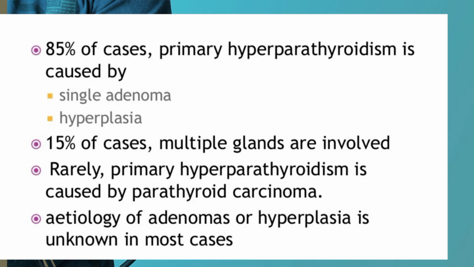The main cause of primary hyperparathyroidism is mainly a single adenoma. Ideally, these are benign tumors, and it can also be caused by hyperplasia of the gland. This causes overproduction of parathyroid hormone, which increases the calcium levels beyond the normal levels and decreases the phosphate levels. The etiology of these adenomas and hyperplasia in most cases is usually unknown.